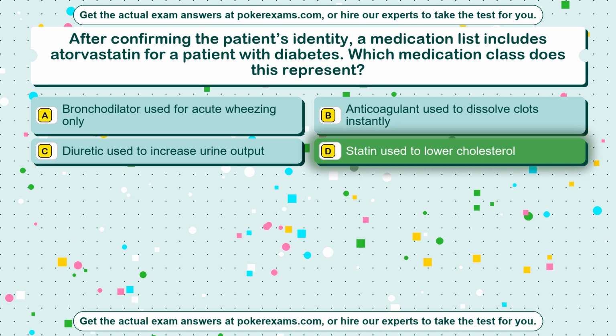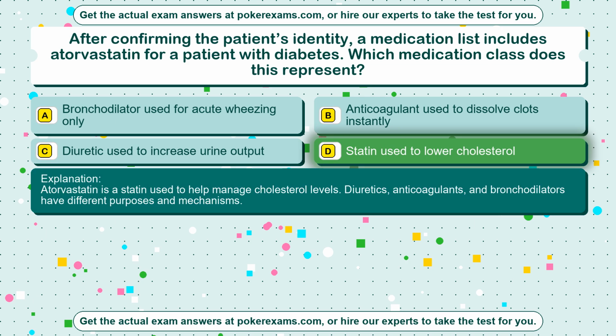The correct answer is option D, statin used to lower cholesterol. Atorvastatin is a statin used to help manage cholesterol levels. Diuretics, anticoagulants, and bronchodilators have different purposes and mechanisms.